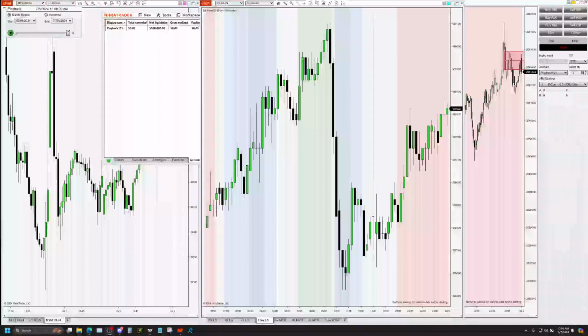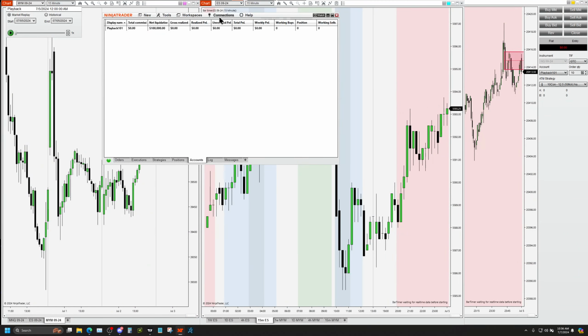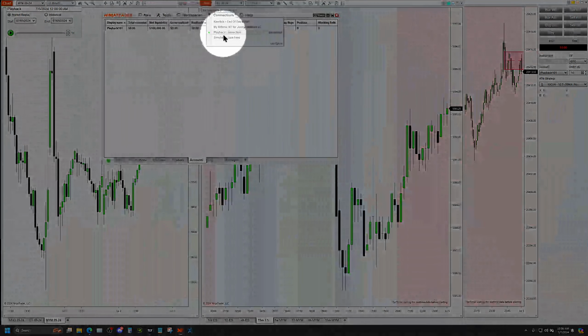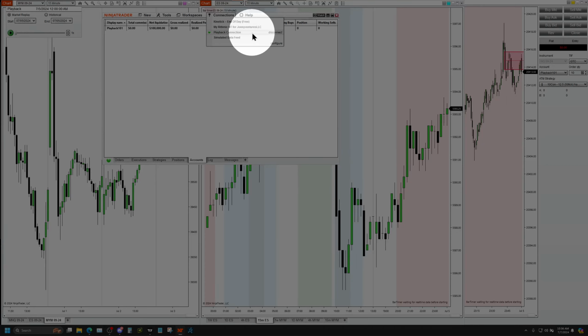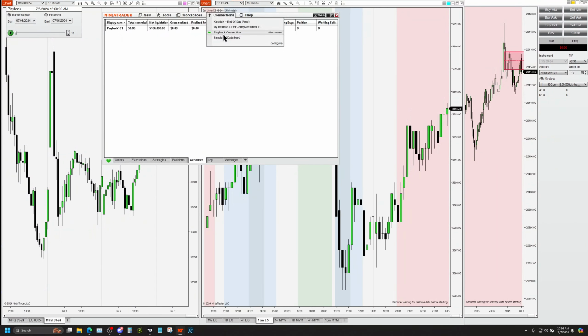So let's go ahead and take a look at the charts and see what's going on here. Without further ado, let's go over to the middle monitor. We're going to look at the NinjaTrader console here. You'll see that today I'm connected to something called Playback 101. Over in your connections area, you can see this playback connection. I'm actually connected to a playback-specific set of data.